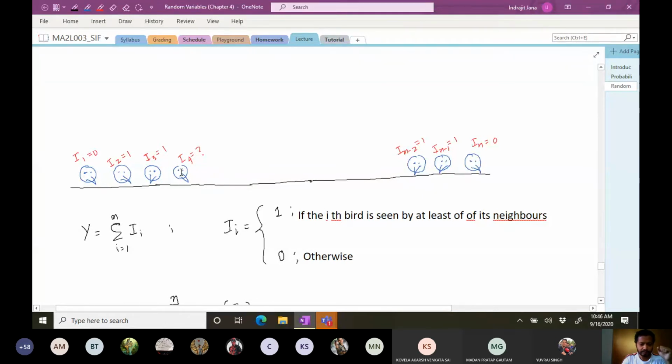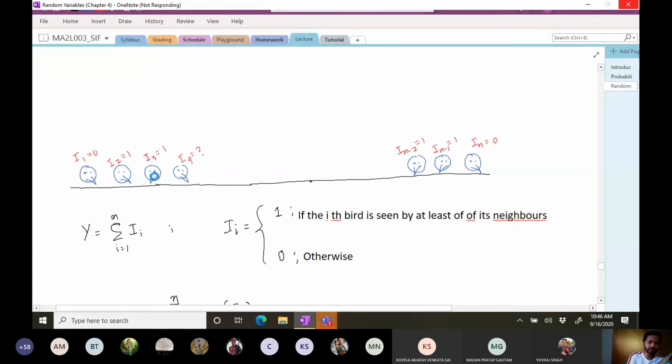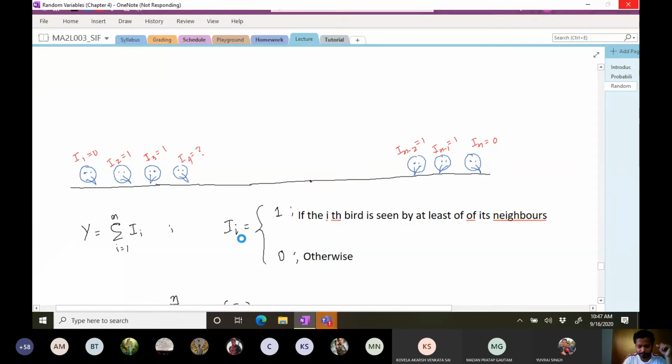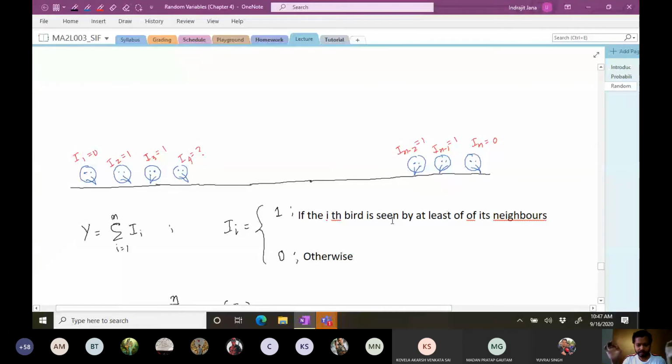For I4, the fourth BART has two neighbors, third and fifth. You see that the third BART is looking away, not looking at the fourth. And for the fifth BART, we don't know, the picture is not there. If the fifth BART is looking at the fourth, then I4 is 1. If the fifth is looking away, then I4 is going to be 0, and so on. That's how we define these indicator variables Ii. I already did this in the previous week's lecture on expectation, but again: Ii is equal to 1 if the ith BART is seen by at least one of its neighbors, and 0 otherwise.